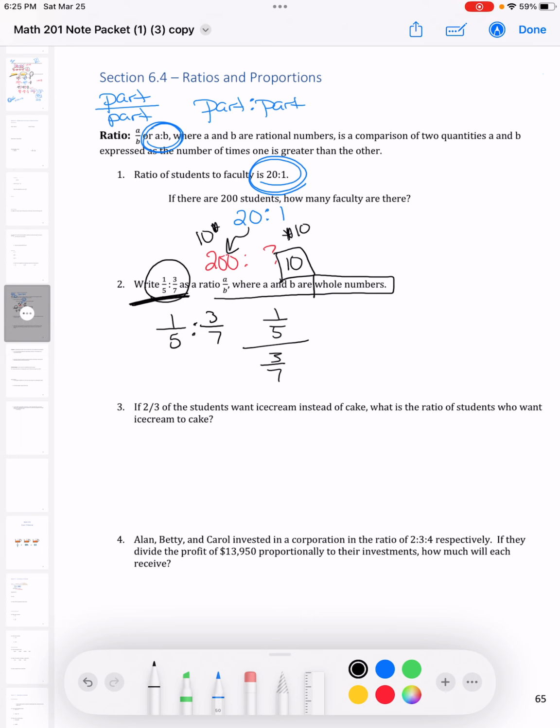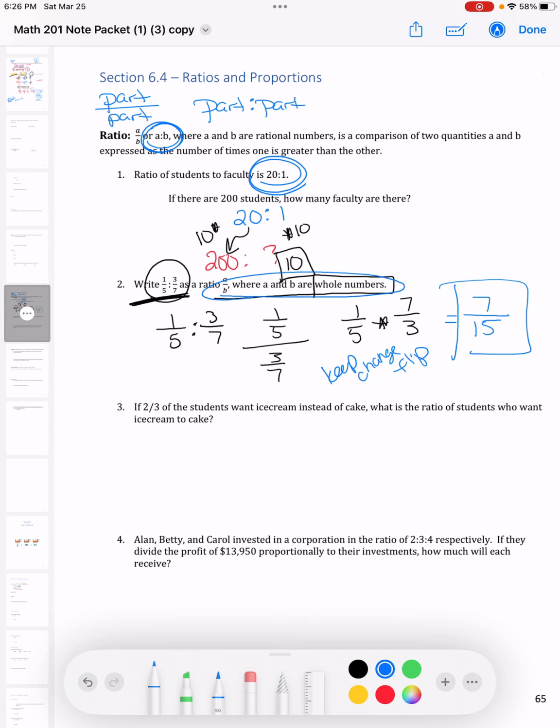So we learned in the last section that when you divide fractions, you keep, change, flip. So all the rules that we learned before still hold true even when we're dealing with these in our ratio format instead of our fraction format. So multiplying the numerators gives me 7, multiplying the denominators gives me 15. So now it is in that A over B form where A and B are both whole numbers, because 7 is a whole number and 15 is a whole number.